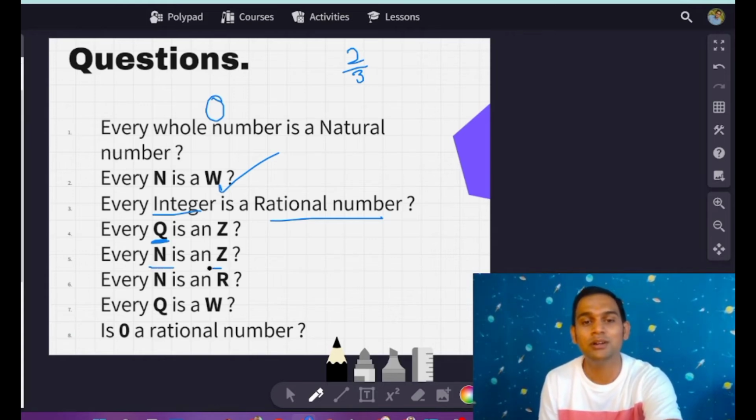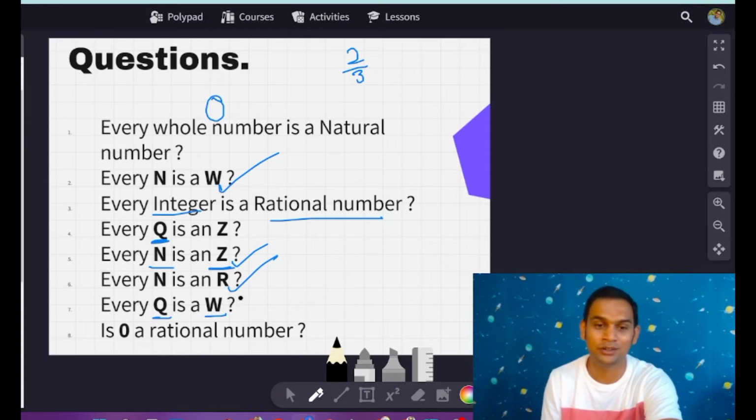Every natural number is an integer. Is it so? No. Or yes? Yes, you are absolutely correct. Every natural number is obviously an integer. You can take any natural number, that will be an integer. Every natural number is a rational number? Absolutely yes. Every rational number is a whole number? This is not true, since every rational number cannot be an integer, and obviously whole numbers are a part of integers, so it is not true.